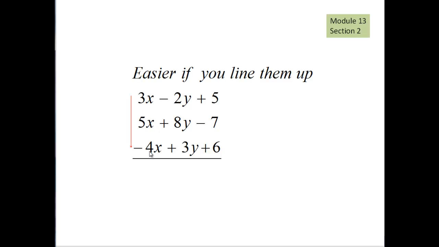So 3, 5 is 8 minus 4 is 4. Negative 2 plus 8 plus 3 is 9. 5 minus 7 plus 6 is 4. And again, you're just going straight down.